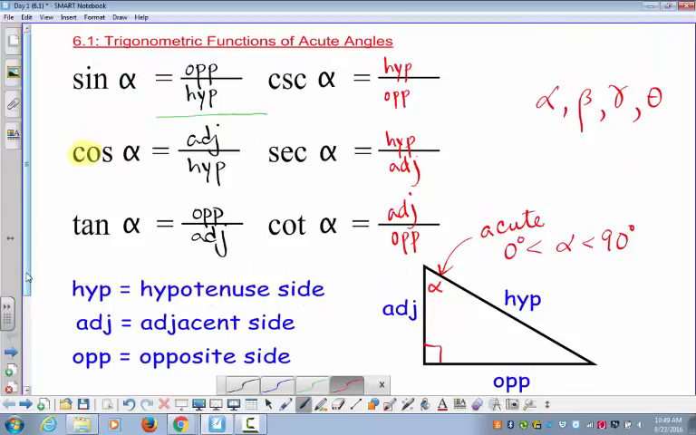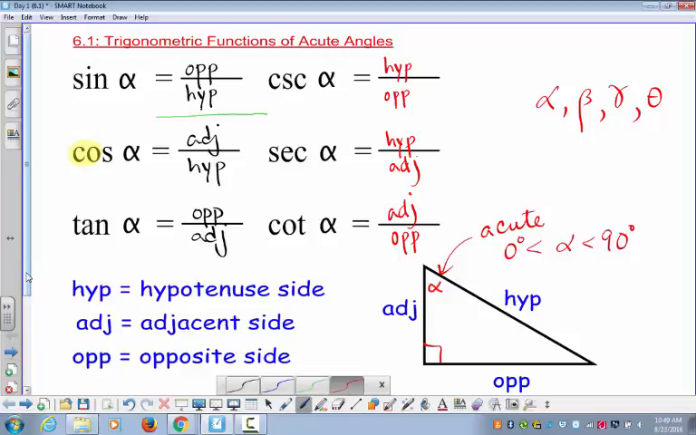Some of you who saw this in high school will be familiar with SOHCAHTOA. This is another way to remember it. Sine is opposite over hypotenuse. Cosine is adjacent over hypotenuse. And tangent is opposite over adjacent.